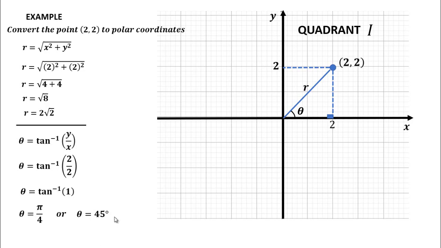So in conclusion, we have that the point 2, 2 is equal to 2 square root of 2, pi over 4, or 2 square root of 2, 45 degrees.